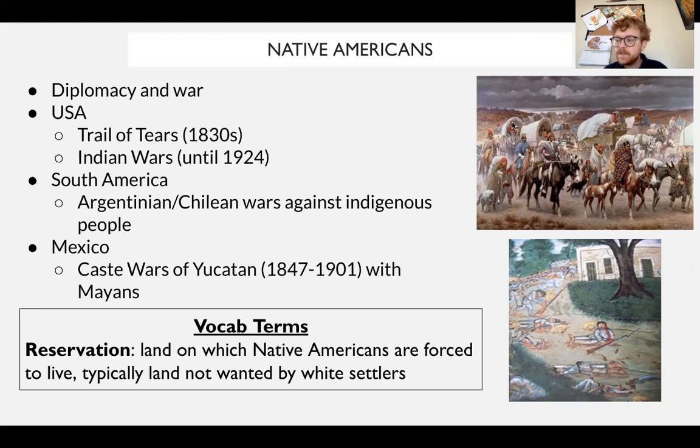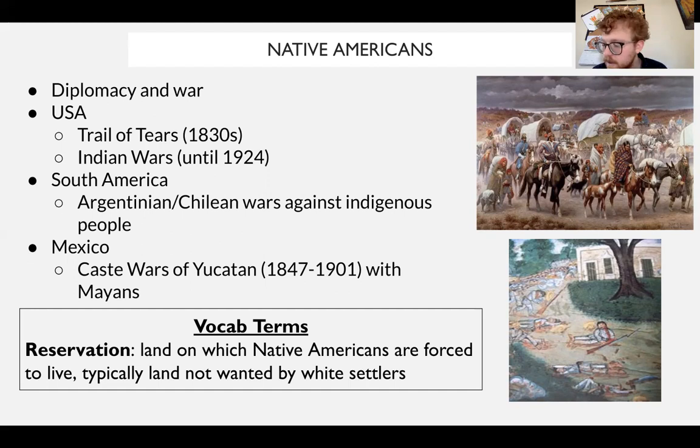So one of the things that is going to unite these North and South American countries is how they deal with Native Americans, with indigenous people. Because remember, indigenous people, they were the ones here first. They are the First Nations, as the Canadians like to call them. So let's look at a very generalized picture of North American and South American countries and their native peoples.